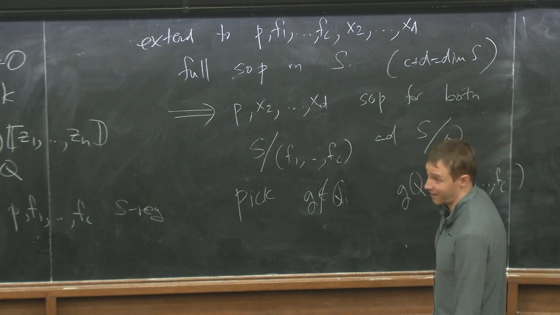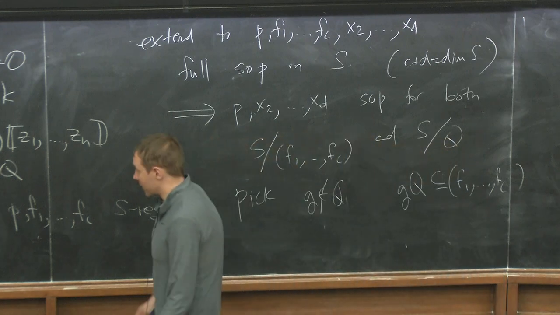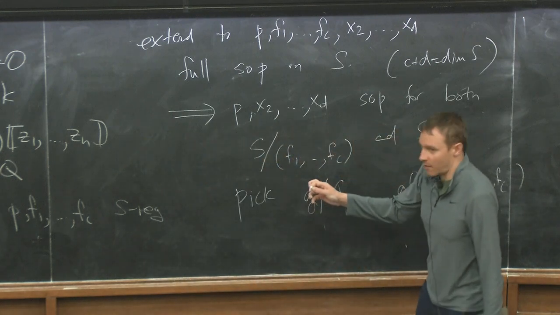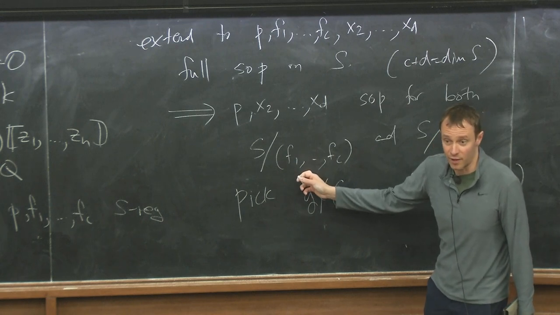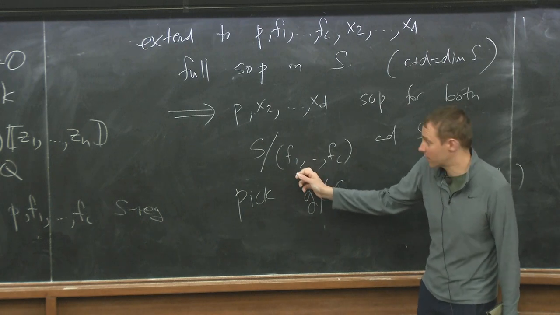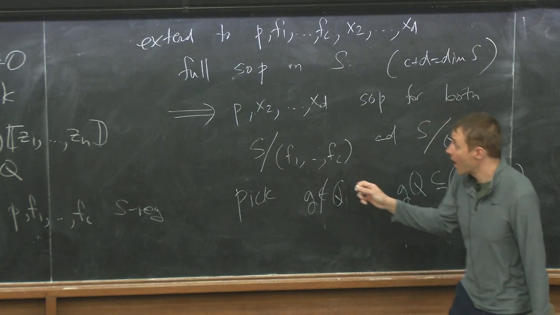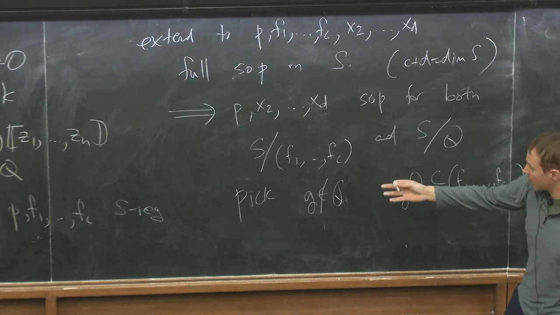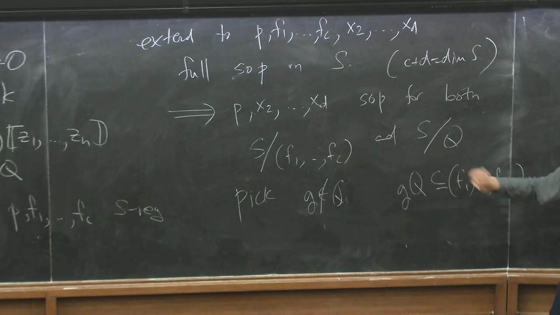Roughly speaking, the proof is going to proceed in the following way. The theory we've built up is going to make it pretty easy to come up with something which is big Cohen-Macaulay for this quotient here, where I've killed the codimension number of elements, F1 up to FC. And then we have to use some tricks in order to bootstrap off the existence here to go to S mod Q.